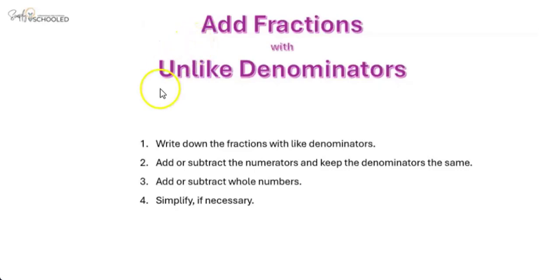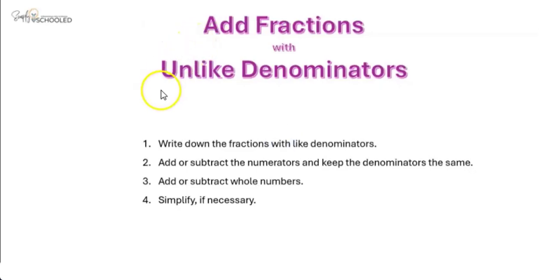Add fractions with unlike denominators. A few videos ago, we learned how to add fractions with like denominators. So we're going to review those steps. Write down the fractions with like denominators, add or subtract the numerators, and keep the denominators the same. So the rules are the same whether you're adding or subtracting. But in this video, we are going to add.